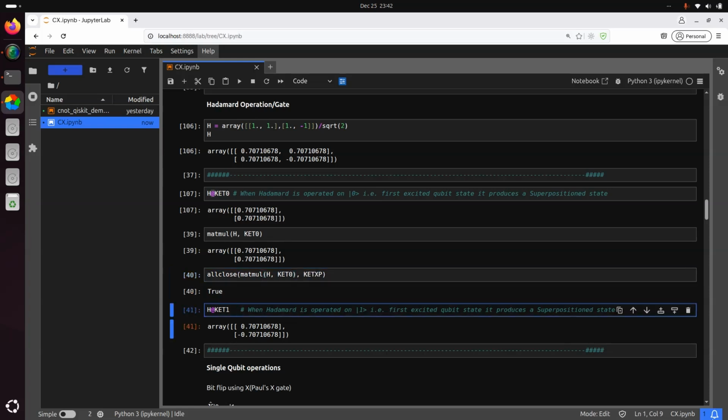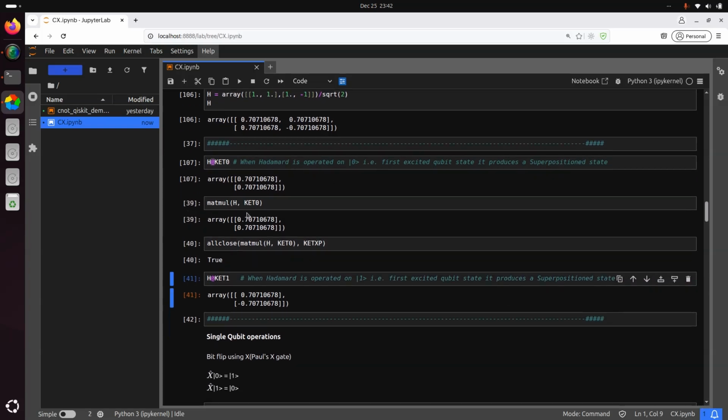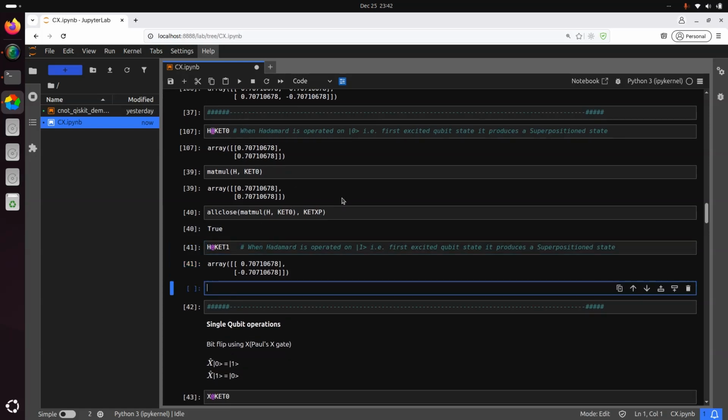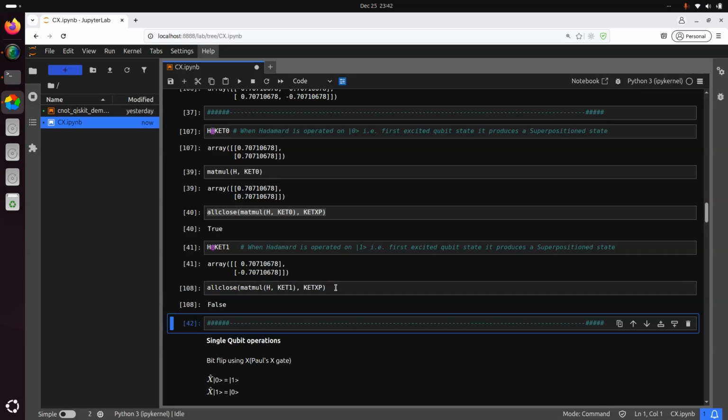And now let's operate Hadamard on the first excited state of a qubit, that is ket 1, and we'll end up with a negative superposition state. In fact, you can validate it for yourself. Let me copy this, put it here. Now it should actually return 0 or false, obviously.